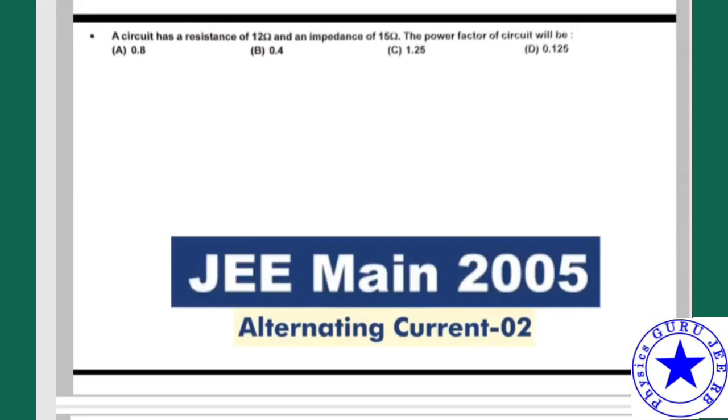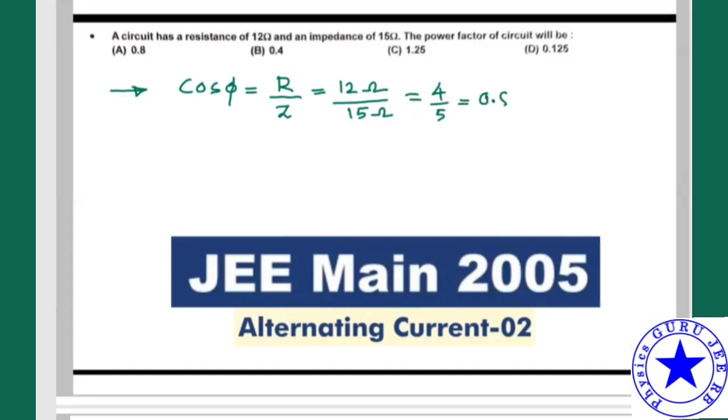In a given AC circuit, the power factor is cos phi equals R divided by Z, resistance divided by impedance. Here the resistance is 12 ohms, divided by the impedance of 15 ohms. When we solve this, it is 4 divided by 5, which equals 0.8. That's all. 0.8 is cos phi, so the answer is option A. Hope it is clear now.